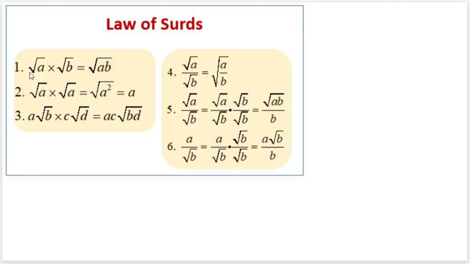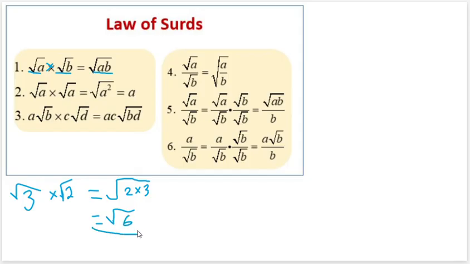Now law number 1 tells us, if a surd is being multiplied with a surd, and this will happen only with multiplication, what you do is bring it together. So an example can be, let's say we have root 3 times root 2. Now what we do, we bring it all under one root, and then we just say 2 times 3, which eventually gives us root 6. This is what law 1 is telling us.